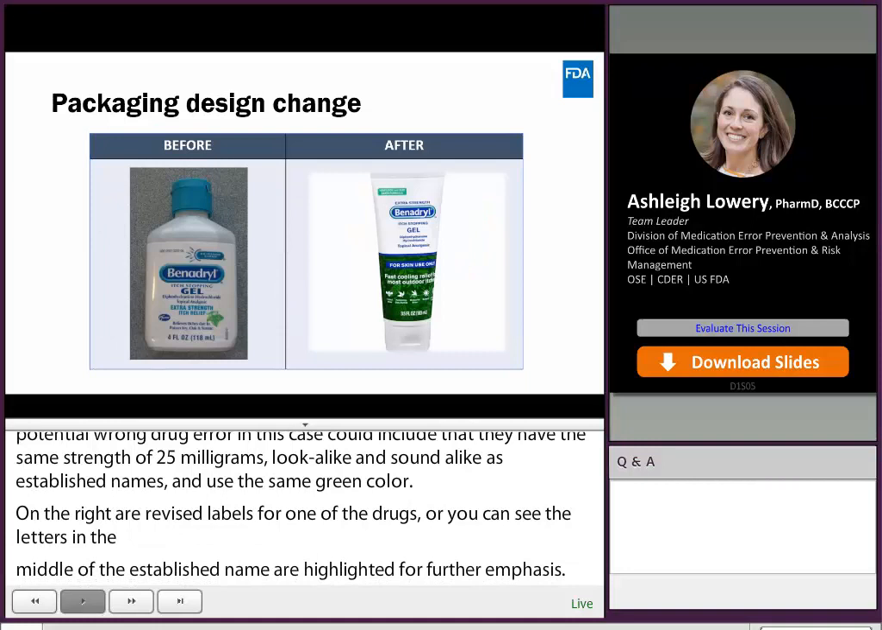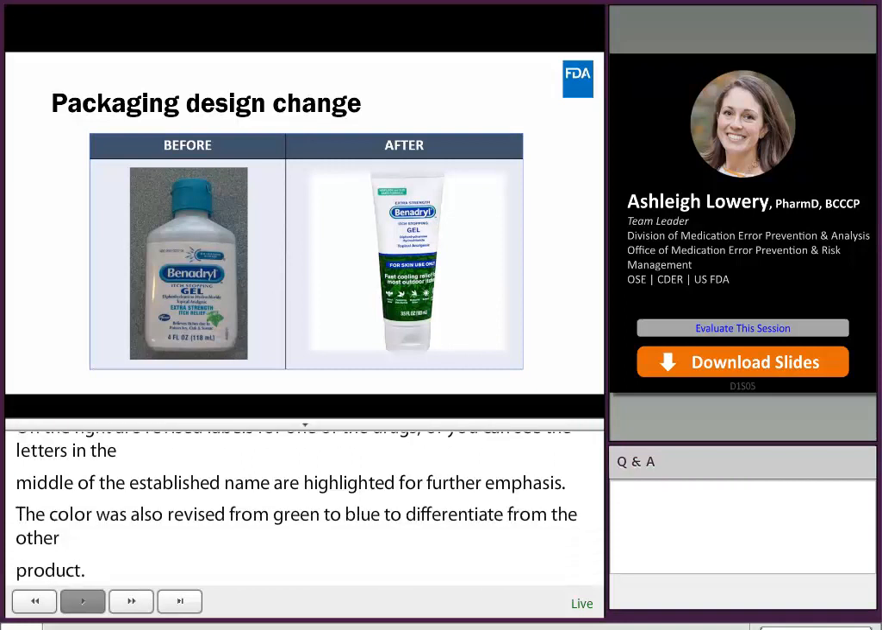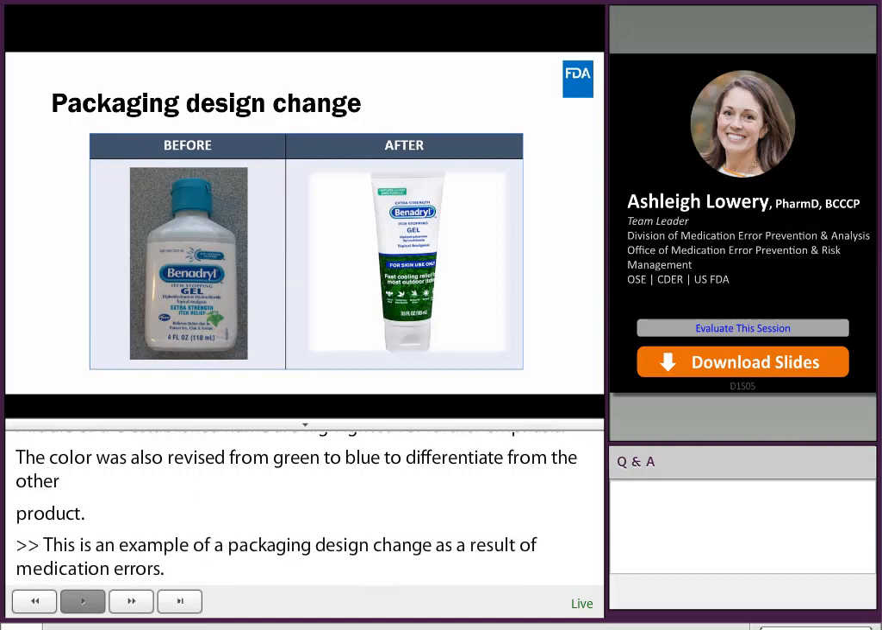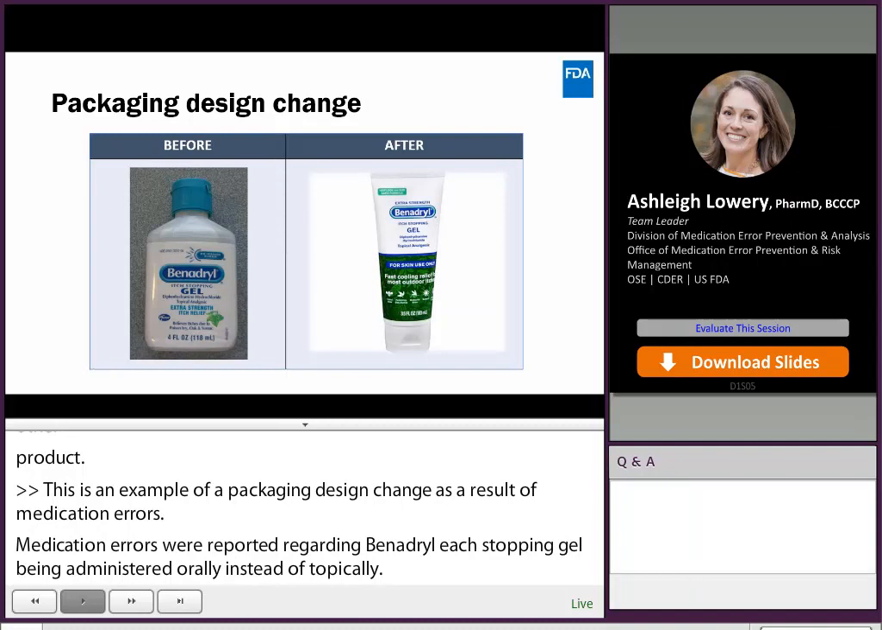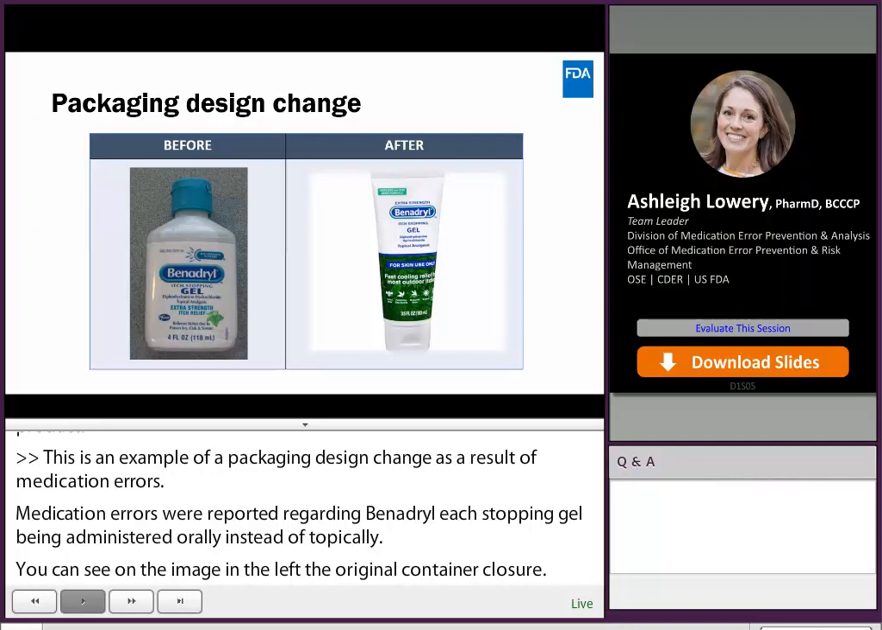This is an example of a packaging design change as a result of medication errors. So medication errors were reported regarding Benadryl itch stopping gel being administered orally instead of topically. So you can see on the image on the left the original container closure, and the contributing factors to this error included, one, the container closure that does resemble an oral product, and patients' familiarity with Benadryl as an oral product that is available on the market. In addition, the product has a low viscosity that does not lead someone to immediately believe that it should be applied topically.